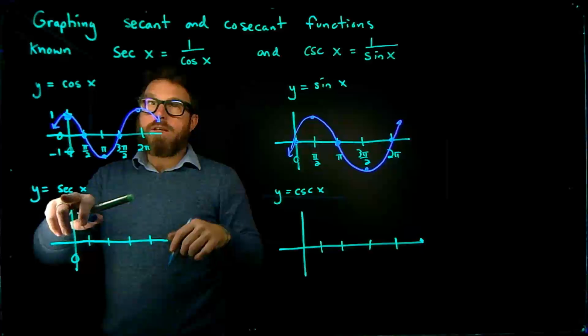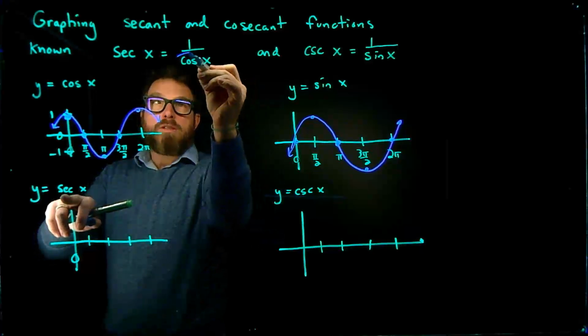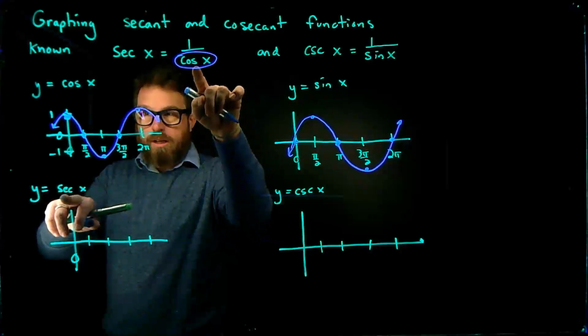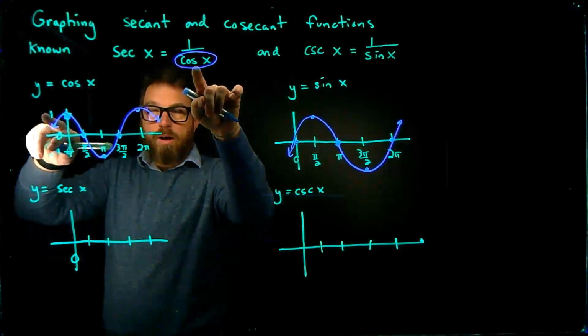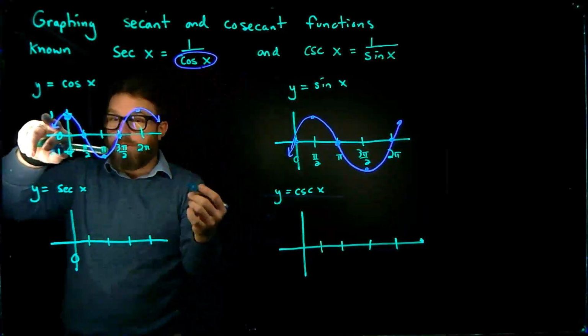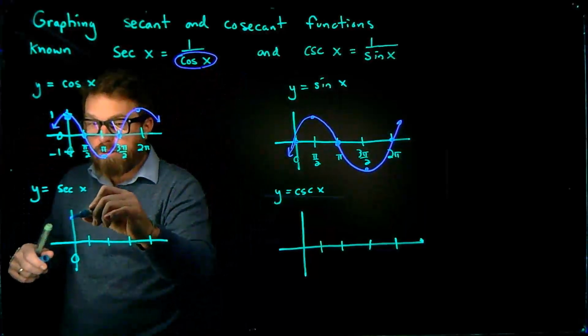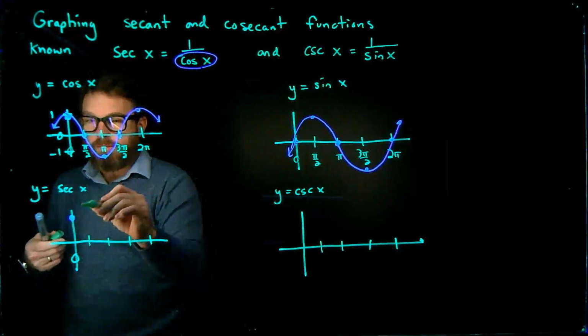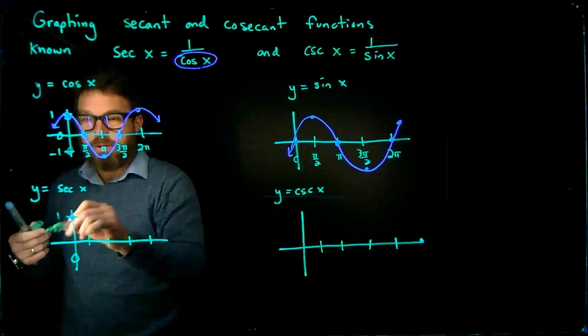So these are the outputs of that cosine function. When I plug 1 in here, the secant is going to be 1 over 1, which means the secant is actually going to be 1 as well. So it's going to be right here, at that same output of 1.